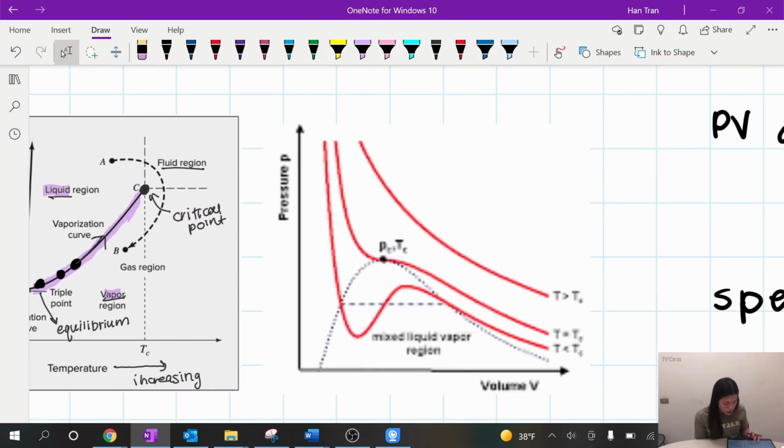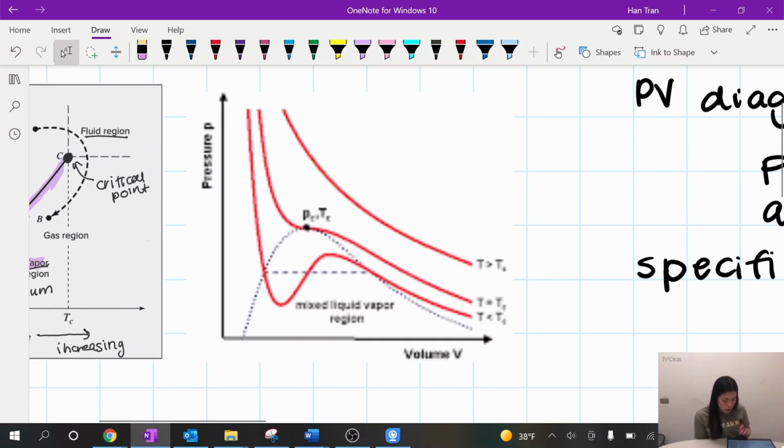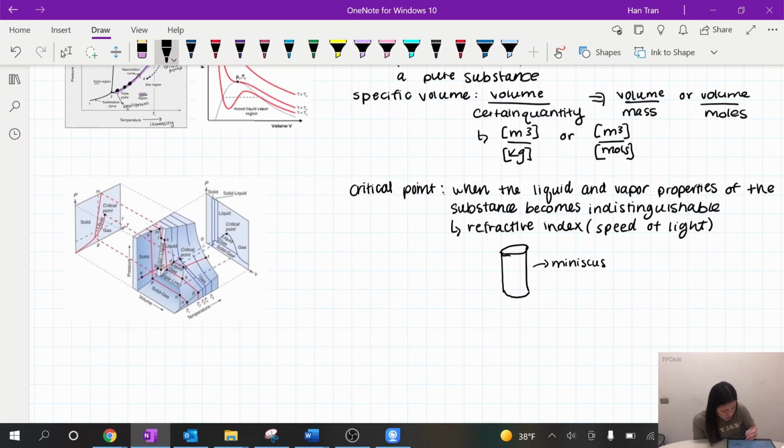So if we move on over here to this PV diagram on the right, we now see that volume is on the x-axis while pressure remains on the y-axis. But then we have these red lines here, and they're called isotherms. Let's take a moment to define what an isotherm is. An isotherm is a line that shows constant temperature.